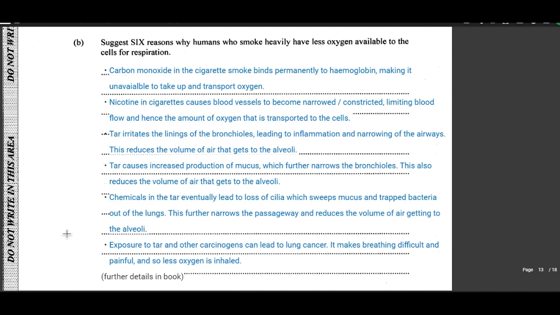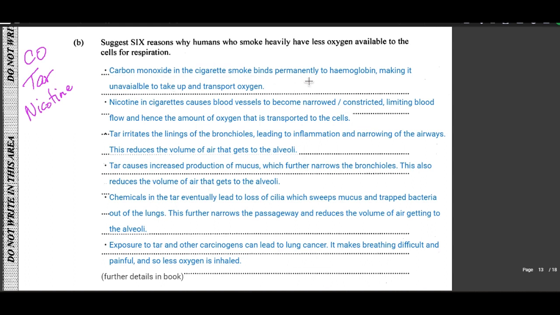So let's go through the 6, right? Well, firstly, remember cigarette smoke, think of it in terms of the components that are in the smoke that's harmful. You have your carbon monoxide, we have the tar, and we have the nicotine. So once you think of it in terms of these components, then it's a lot easier to outline your 6 reasons. So here I started with the carbon monoxide.